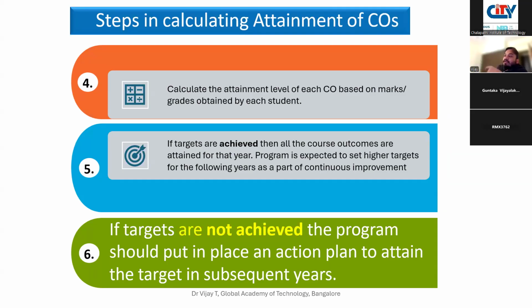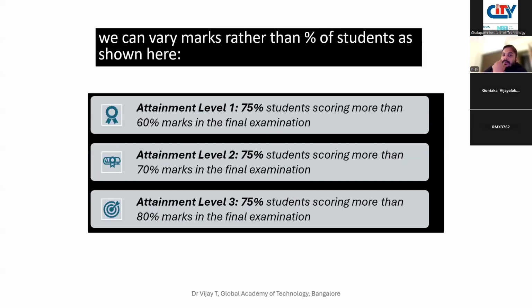Now you can take a call on a yearly basis: you can increase, or wait for 2 or 3 batches to complete that course and then set a target. Again, for that, you can have an internal policy of your own on how you're going to do it. So here, we can vary marks rather than the percentage of students, as shown here.